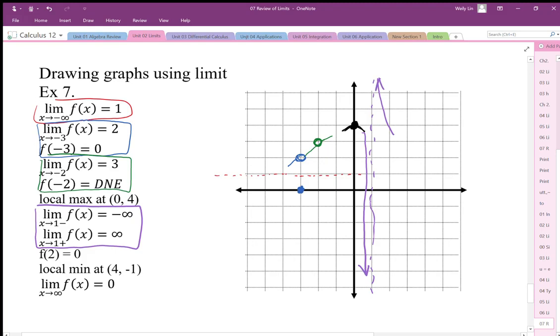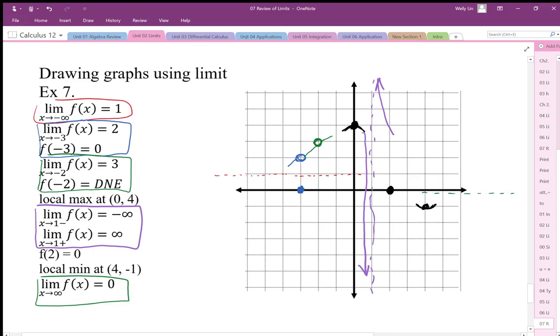Okay, so let's move on. x equals 2, y equals 0. So that point's going to be here. So I've got a coordinate right there, so that line's got to pass through that point. And then we have a local minimum at 4, negative 1. That looks like a local minimum, so I'm going to put a little curl like that. And lastly, this looks like a horizontal asymptote. As we approach infinity, we're going to have a horizontal asymptote at 0.